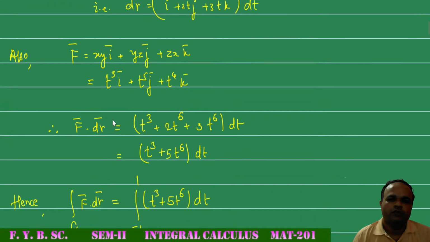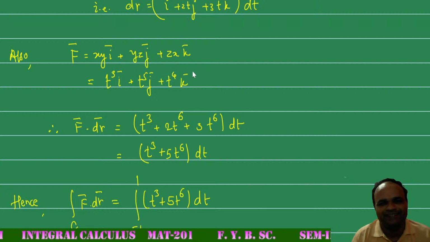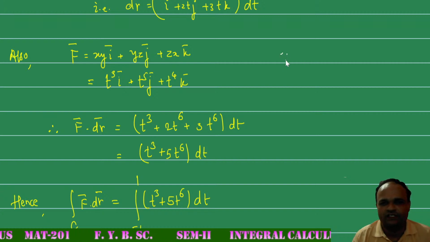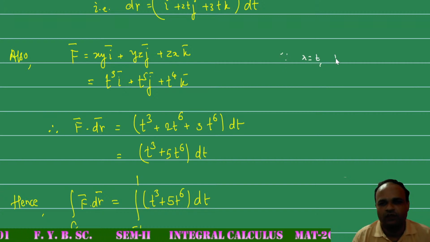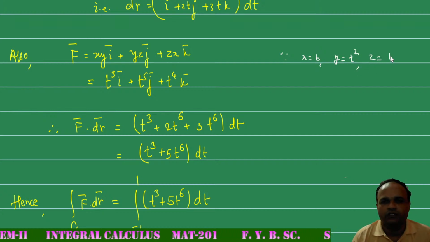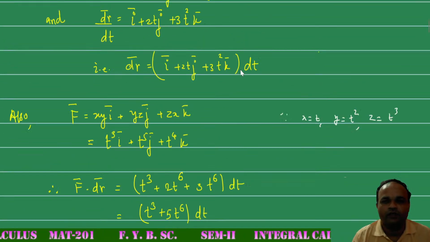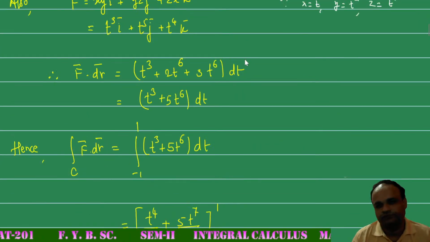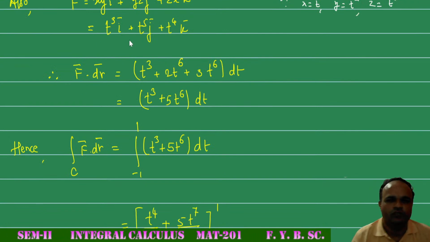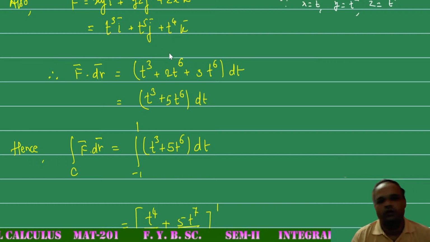Also we have given that a bar is xy i bar plus yz j bar plus zx k bar, and you can put the values of x, y, and z. Since here you can write x is equal to t, y is equal to t square, and z is equal to t cube. Yes, it is t cube. So putting these values, you'll get a bar, that is t cube i bar plus t^5 j bar plus t raised to 4 k bar.